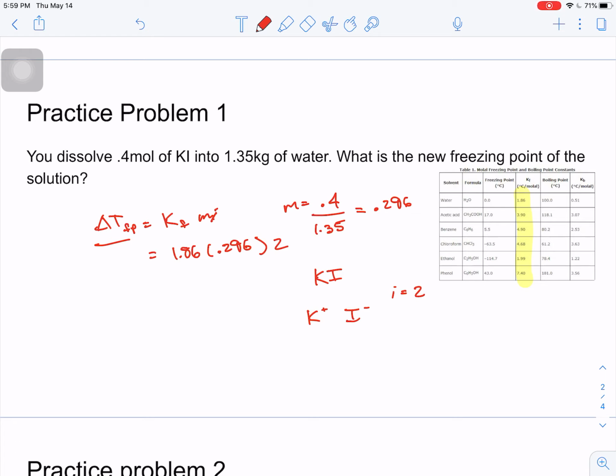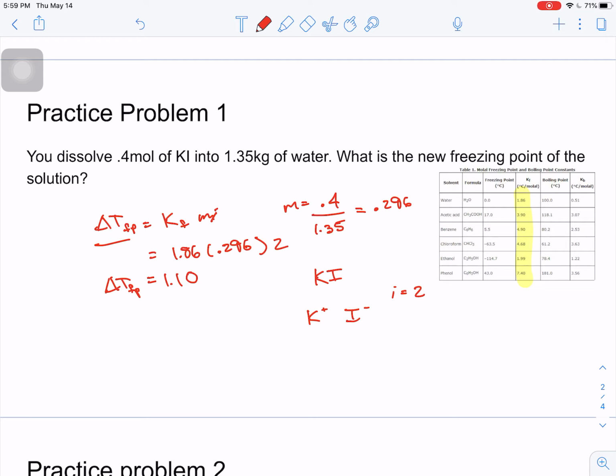So if you do all that, you will get a change in temperature of 1.0, or 1.1, sorry. And remember what I said, whenever you're changing your freezing point, you're always going to decrease the freezing point. So I just have to add or subtract this number from the original freezing point of water.